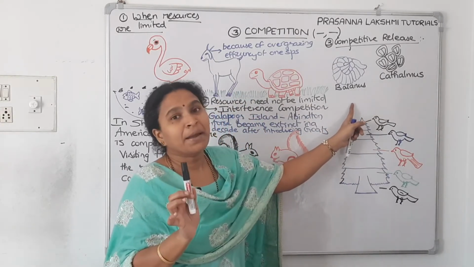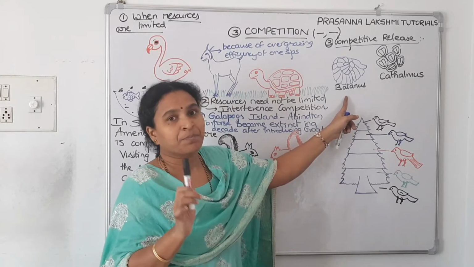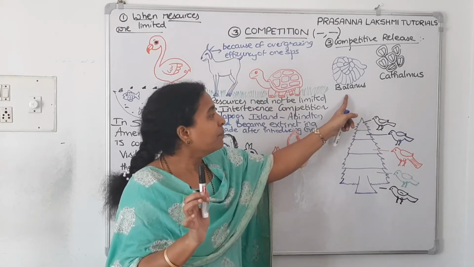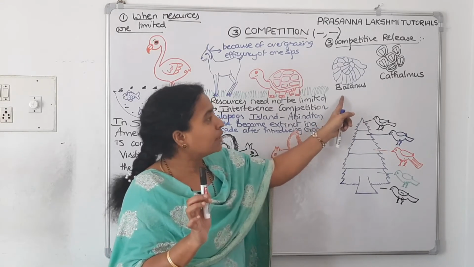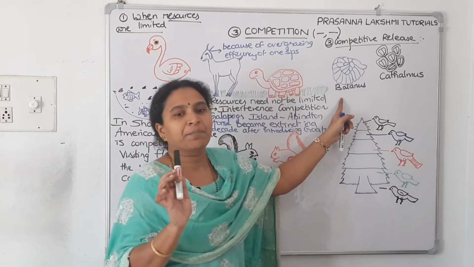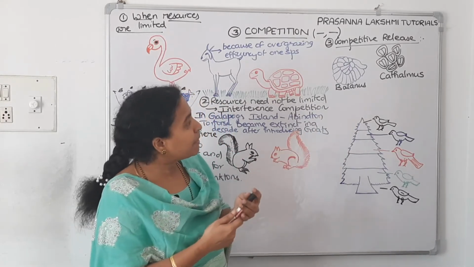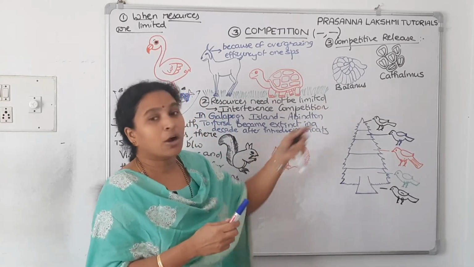So in an experiment, when we remove this Belanus from an intertidal area, then because the superior one is not there, Catalamus will overspread. Let me write down here. So what should we write about competitive release?